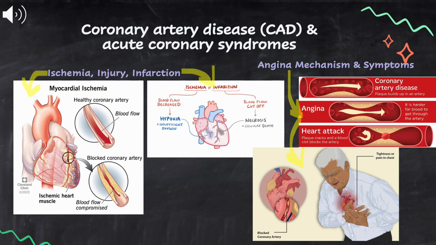On the right, we focus on angina, one of the most common manifestations of coronary artery disease. Angina typically presents as exertional chest pain that is relieved by rest. This pain occurs because physical activity increases myocardial oxygen demand, but fixed coronary artery narrowing prevents blood flow from increasing enough to meet that demand. When the patient rests, oxygen demand decreases and the pain resolves.